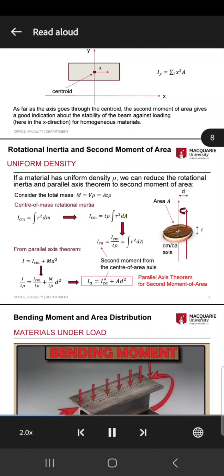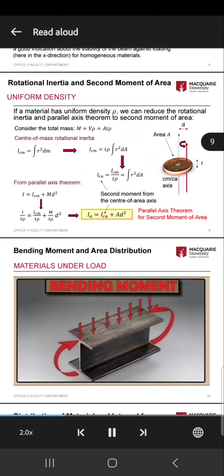I_cm equals the integral of r squared dA. Second moment from the center of area axis. Center of mass rotational inertia. I_x equals I_cx plus A d squared. Rectangle. Parallel axis theorem for second moment of area. Center of area axis. Bending moment and area distribution.